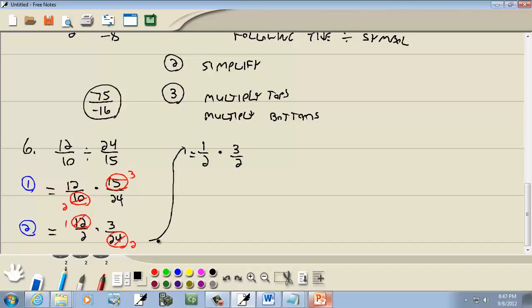Now it doesn't matter what order you do these in. You're going to find that you'll get the same answer. There's nothing else I can do, looks like. So multiply the top parts together and the bottom parts, and our answer will be 3/4. If you had started off reducing the 12 and 10 and 15 and 24, and then went from there, you would have gotten the same answer. So there is no right way, just as long as one's on top, one's on the bottom.